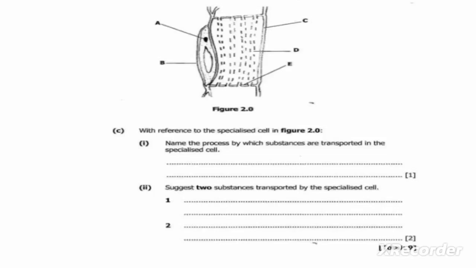The next question, with reference to the specialized cell in figure 2.0, name the process by which substances are transported. We are talking about this one, which is translocation. C. Suggest two substances transported by the specialized cell. Amino acids and sucrose. So amino acids and sucrose are substances transported by the cell above.